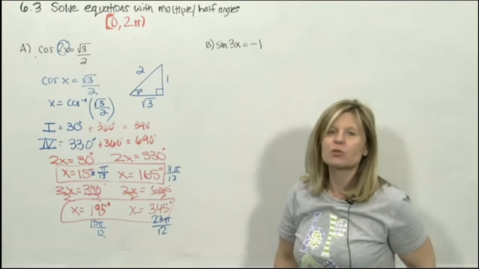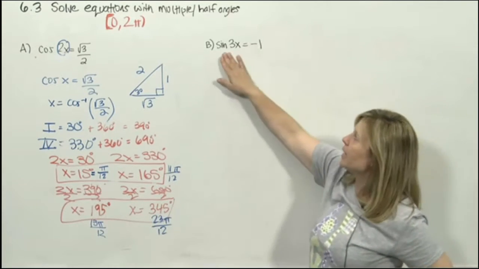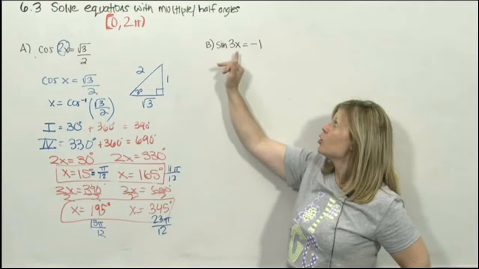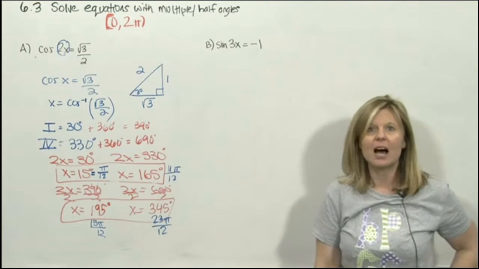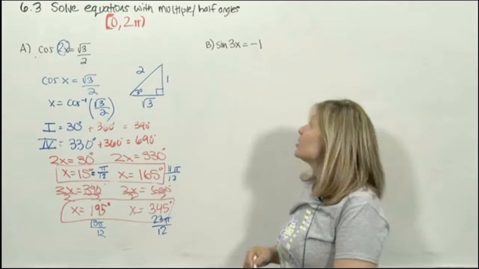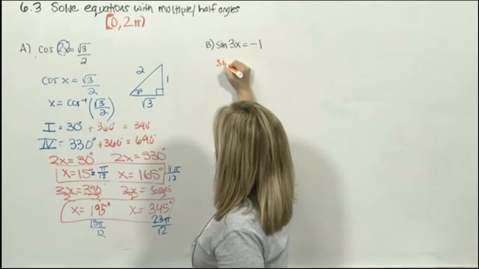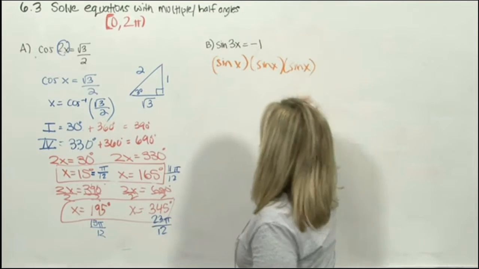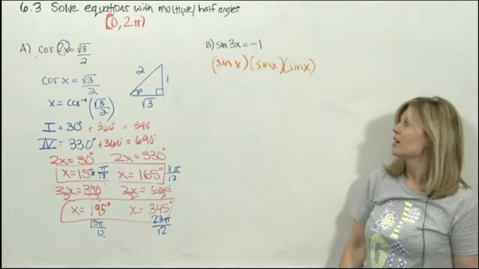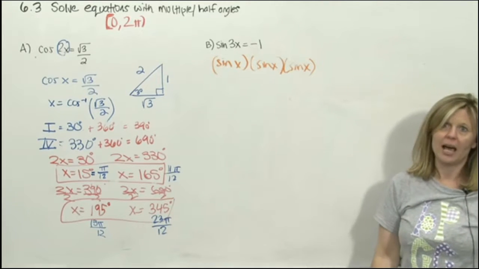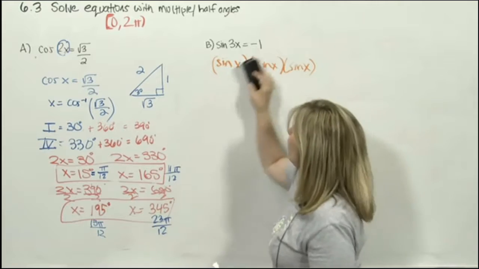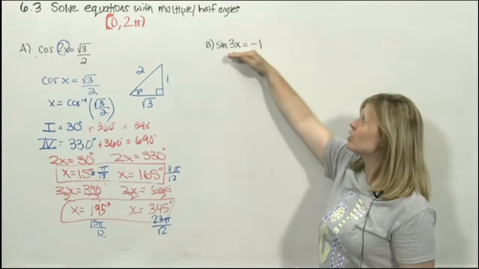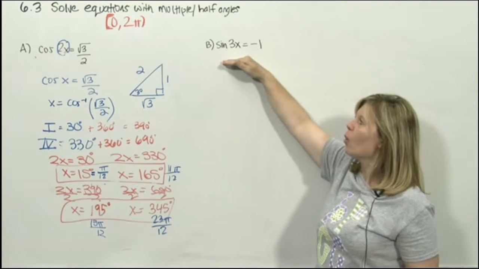Let me show you one where substitution would never work. Look at B. Sine 3x equals -1. Did we learn any triple angle identities? No, we did not. Now I know what somebody's going to do. Somebody's going to do this crazy thing and tell me sine 3x is sine x times sine x times sine x. That is not sine 3x. That would be sine cubed x. So there's no way to rewrite sine 3x. We don't have a triple angle identity to substitute in. There's no way to rewrite that.